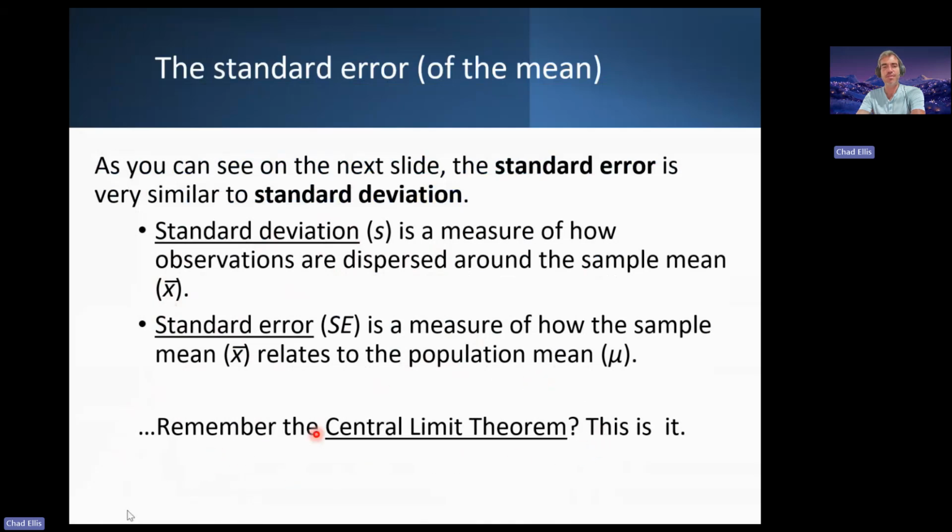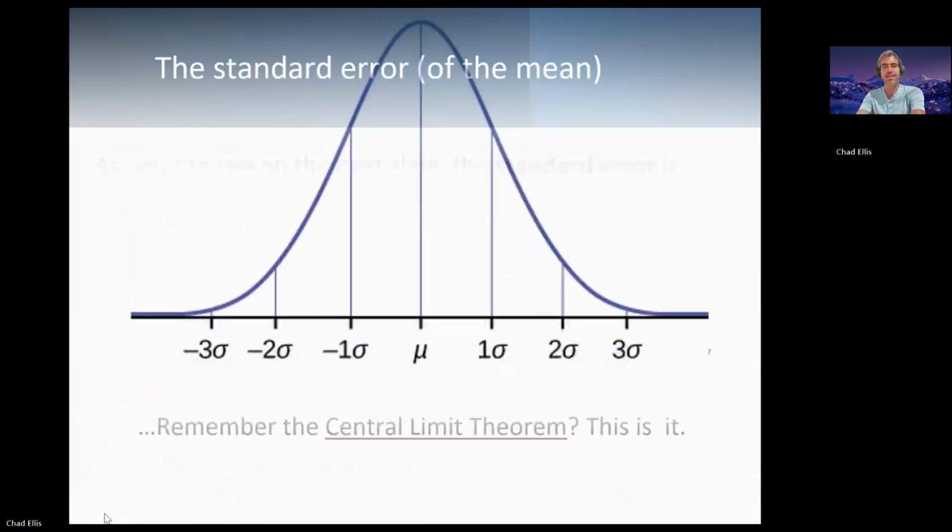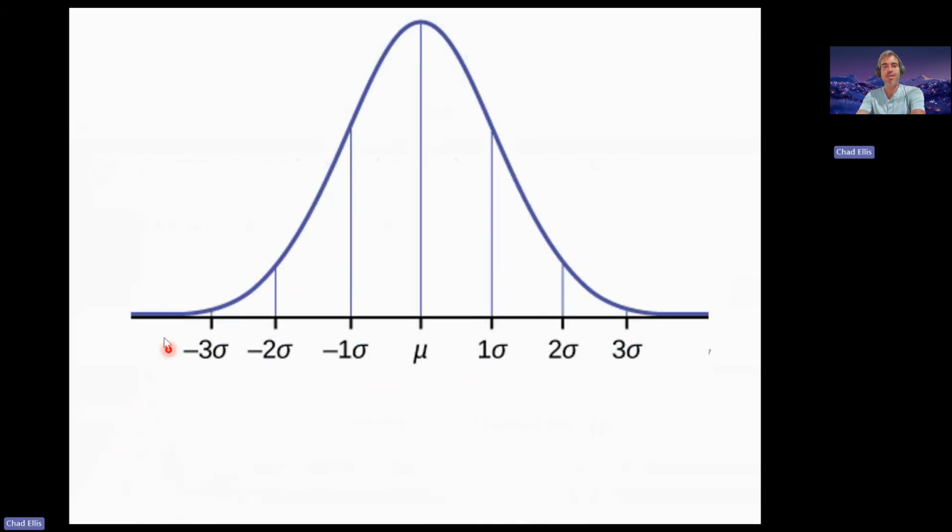Remember the central limit theorem? This is it. So what am I talking about here? Let's assume that we have this nice normal symmetrical distribution with our population mean in the middle, positive standard deviations going to the right, negative standard deviations going to the left. With the sample mean, you can think of it as a bullseye. We're trying to estimate what that population mean mu is. We do not know what it is, so we have to estimate it using sample means.